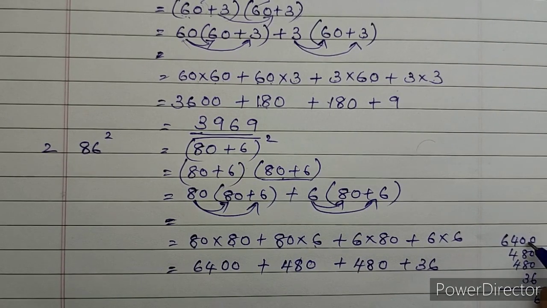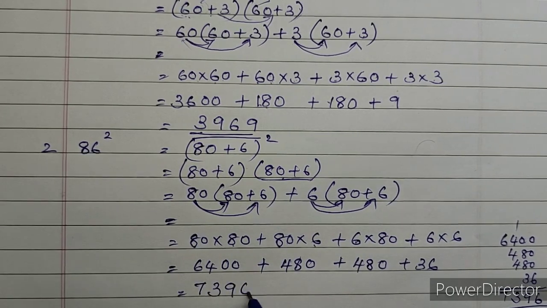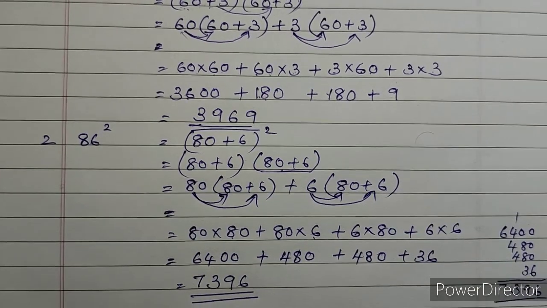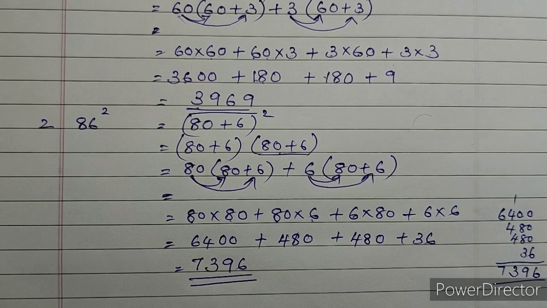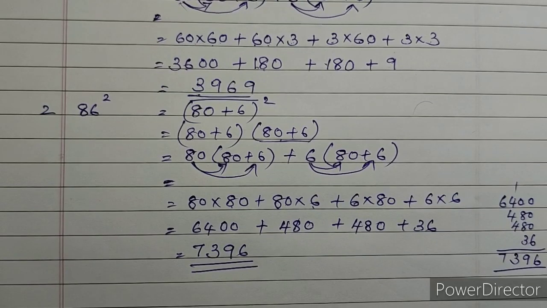6, 9, carry over 1, then 3 and 1, 7. So that is equal to 7396. So this is the way of doing square of a number, different method. Not like the normal method what you are doing by multiplying the number itself 2 times. So this method, hope you understood this.